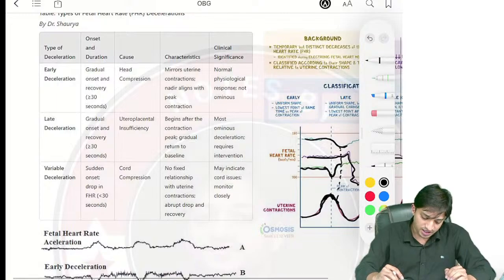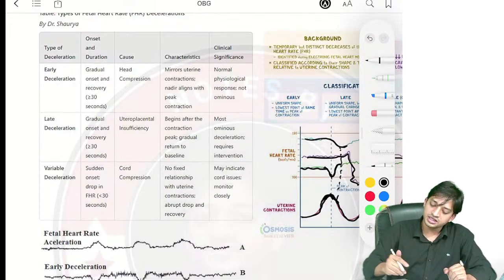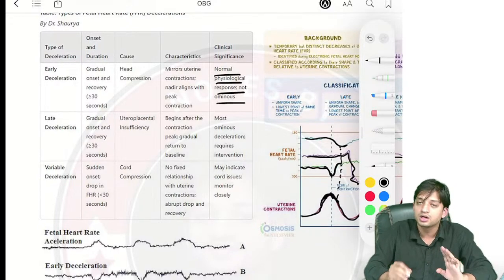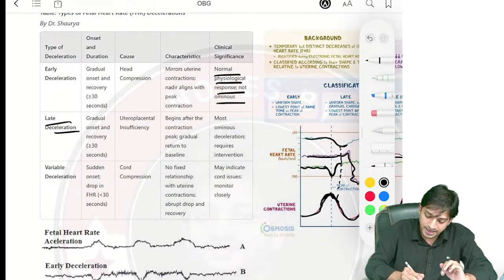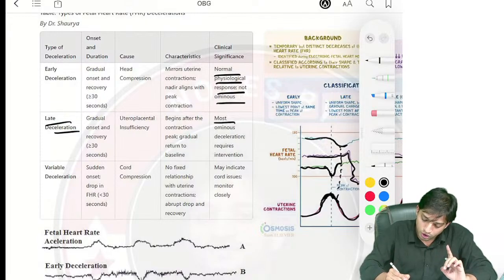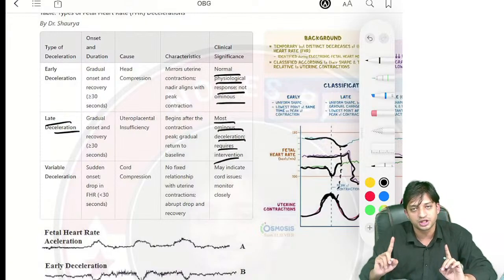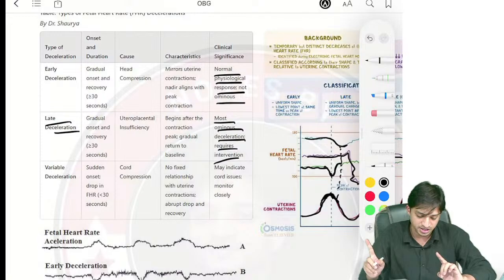If there is early deceleration, what are you going to do? Clinical significance: normal physiological, no response is needed. Late deceleration, what can you do? Most ominous deceleration, requires intervention. You will have to go for intervention if there is late deceleration.